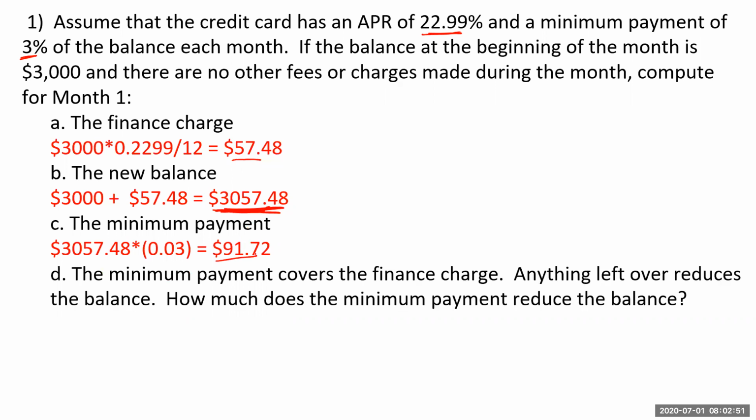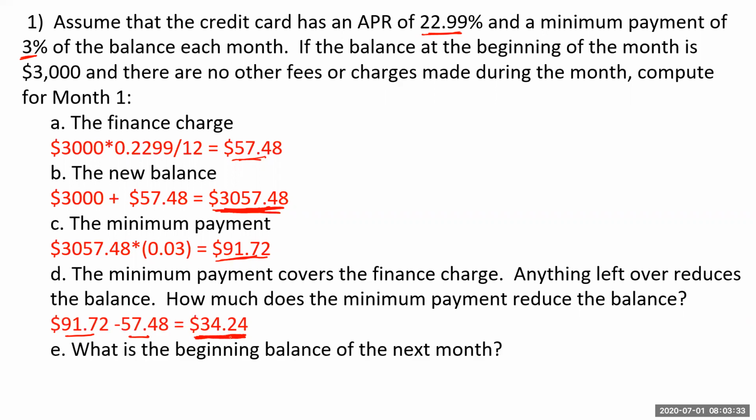Now the minimum payment covers the finance charge, right? Anything left over reduces the balance. How much does the minimum reduce the balance? So you realize that we added the finance charge to the balance, so that is incorporated in the minimum payment. Now, if you do that, we want to see the impact on the minimum. So now, this is the minimum, and this is the finance charge. So only 34.24 goes into reducing your balance. Is that okay? So really, this will only reduce the balance on the card. What is the beginning balance? So now, if you take that out, that is your beginning balance. So though you pay 91.72, your balance is just reduced by this because the finance charge is incorporated in the new balance. Is that right?